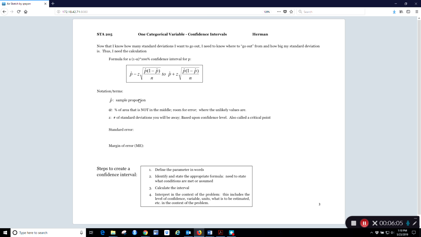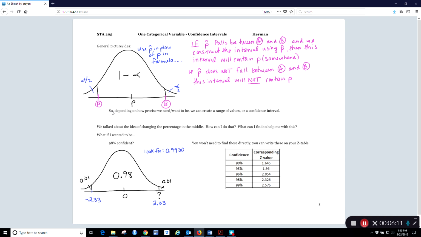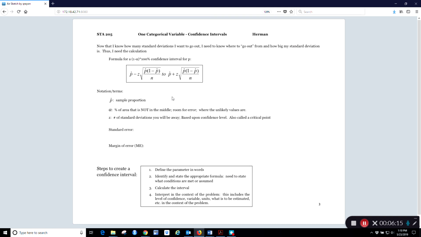So p hat is our sample proportion. Again, that alpha, when I drew that picture, is the percent that's not in the middle. It's the outside part. Z is just how many standard deviations you're going to be away. And again, it's based upon your confidence level. If you're reading the textbook, you might hear that referred to as a critical point as well.